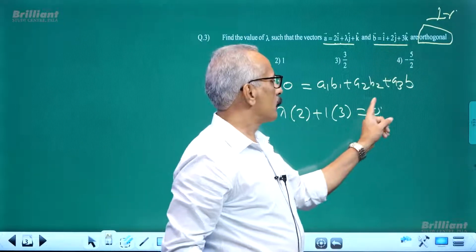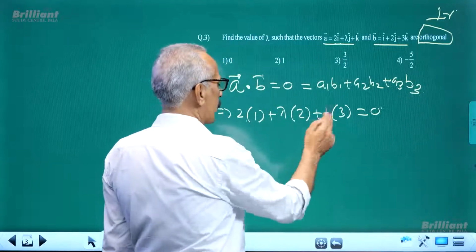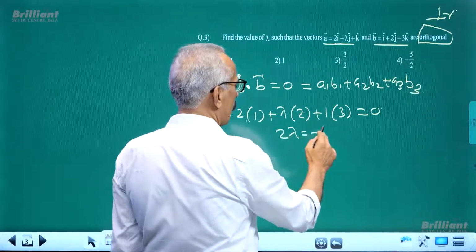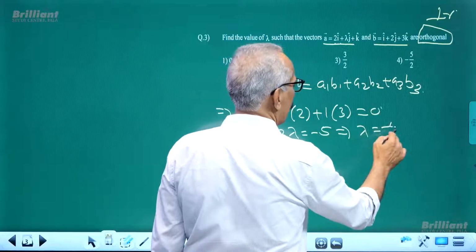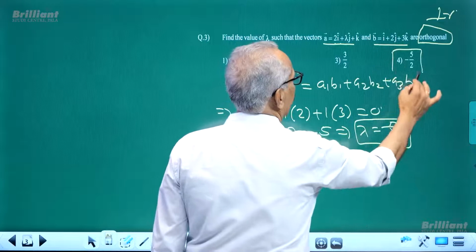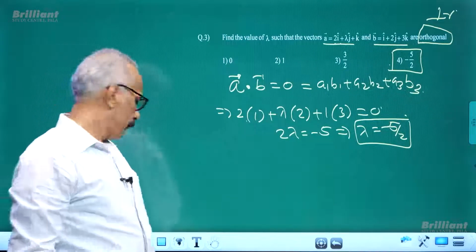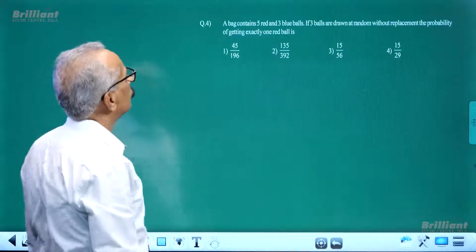A1 B1 plus A2 B2 plus A3 B3. So 2 plus 3 is 5, plus 2 lambda equal to 0, so 2 lambda is equal to minus 5, lambda is equal to minus 5 by 2. That is option 4, your answer. Okay, we'll move on to the next.